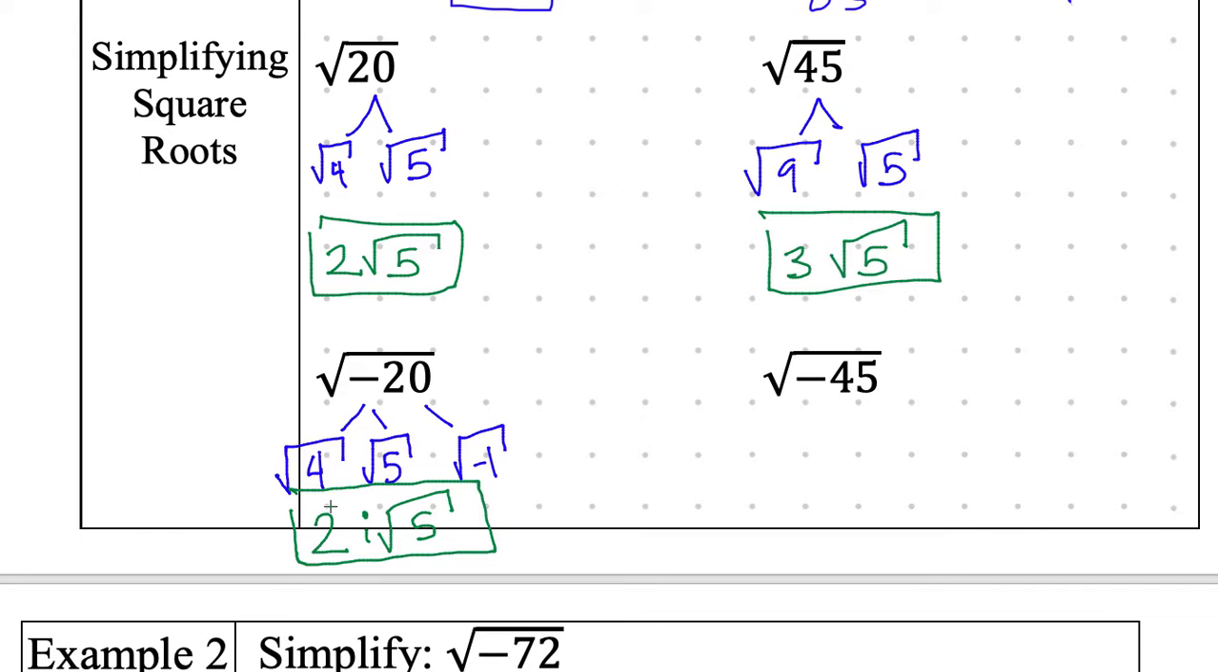So by the same logic, square root of 45 should have 3 branches as well. Square root of 9, square root of 5, and the square root of negative 1.